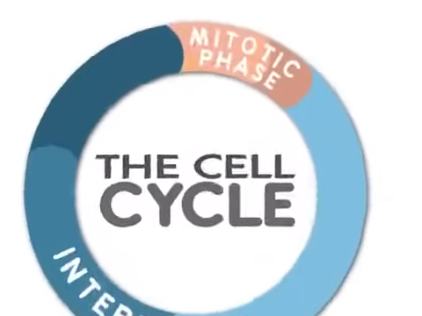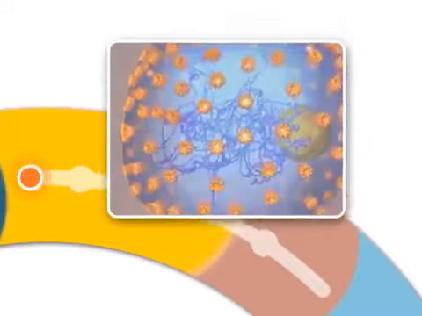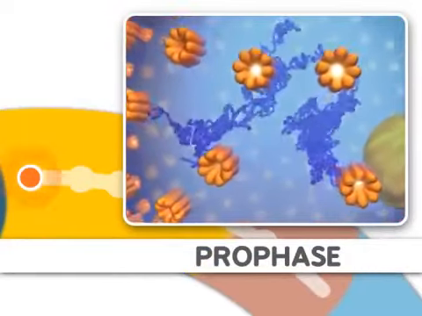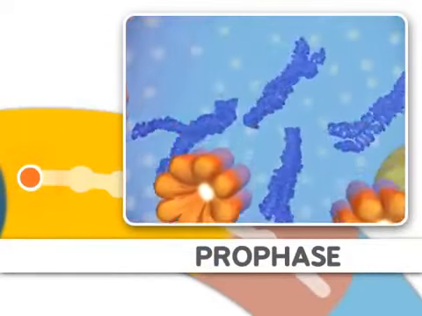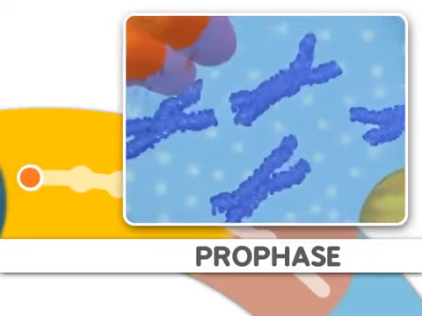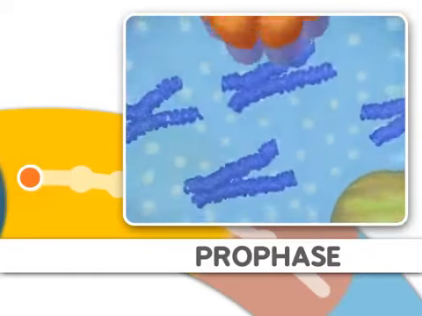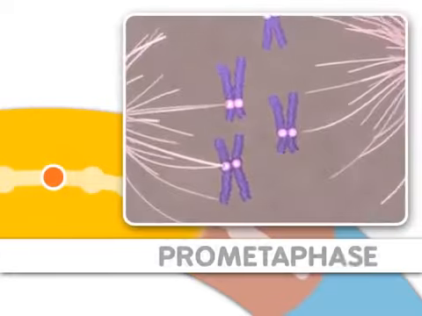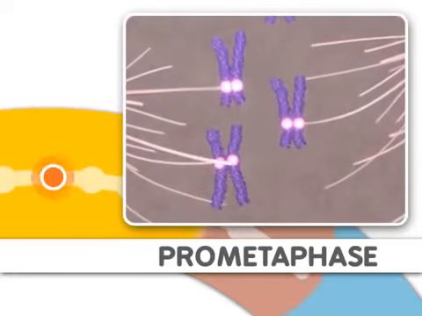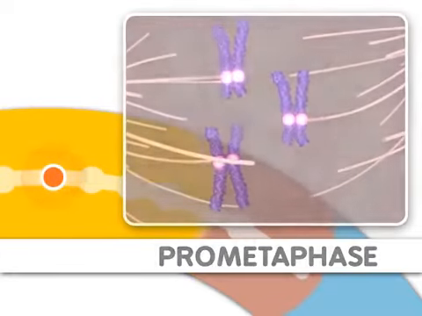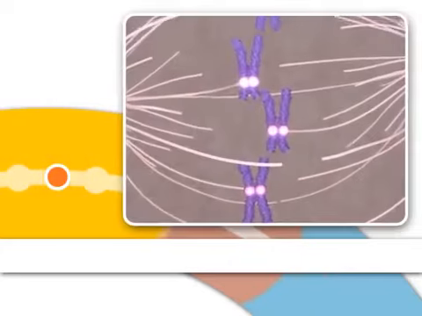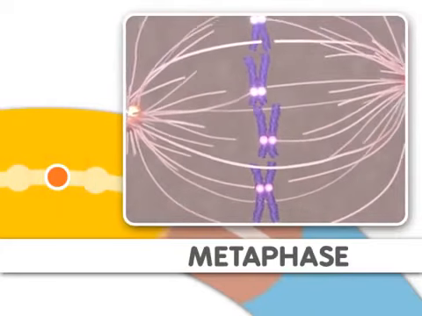Mitosis is split into distinct stages. The first stage is prophase. The DNA condenses, organizes, and the classic chromosome structure appears. Next comes prometaphase, where microtubules attach to the chromosomes. This step is followed by metaphase, where the chromosomes align.